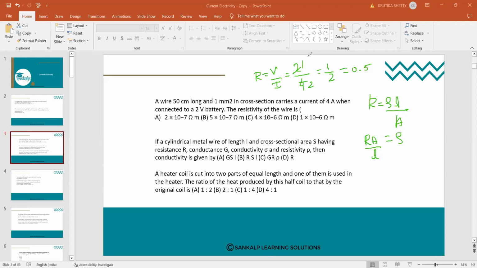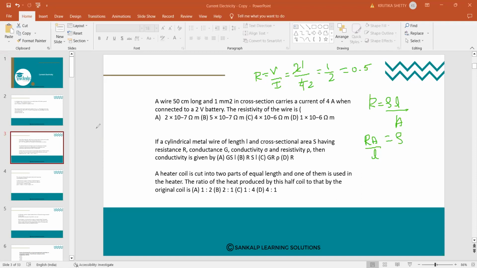If a cylindrical metal wire of length L and cross-sectional area S has resistance R, conductance G, conductivity sigma, and resistivity rho, then conductivity is given by. That is G into R is equal to 1. Option C, right? Yes. So see students, next, look at the solution.